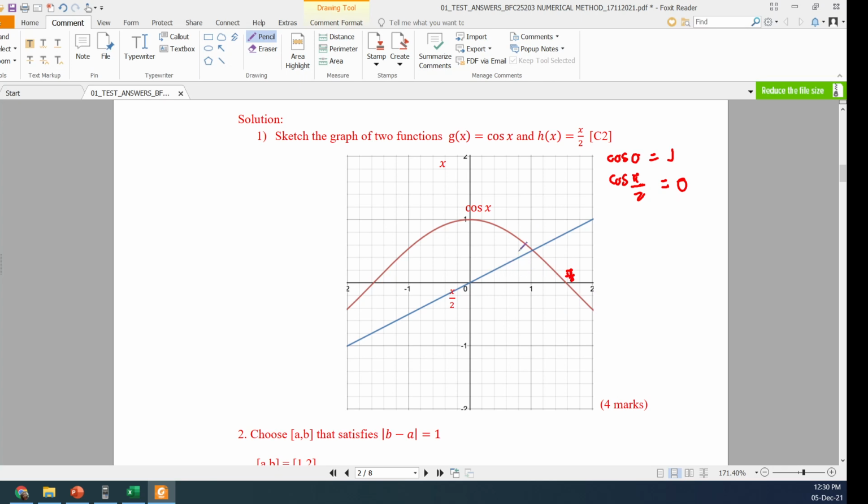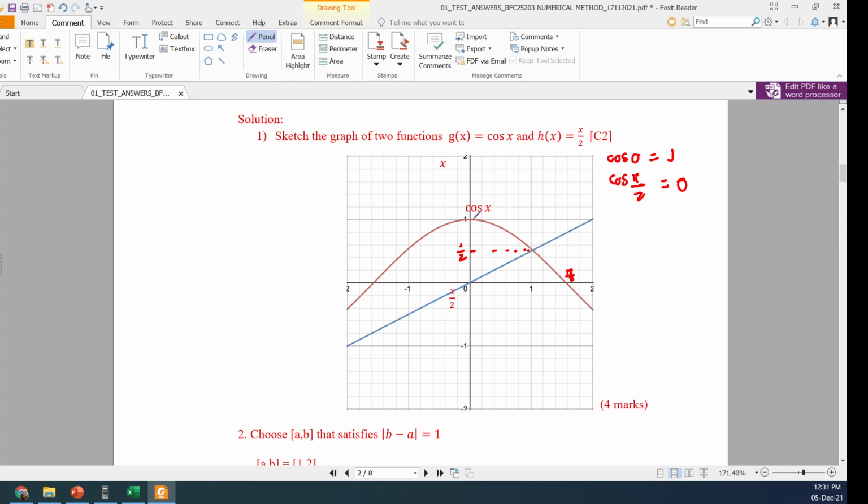Okay, and then y equals x over 2. So you're labeling the linear graph with the correct intercept. Y equals x over 2 passes through x 0, y 0 here. So when x is 1, y is half. This value should be reasonable, half here.